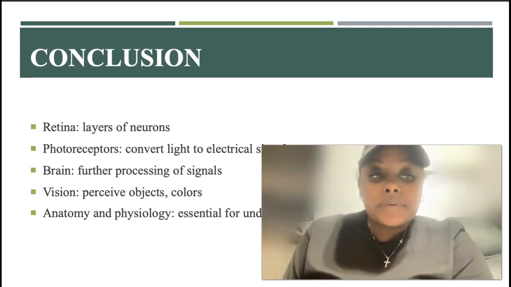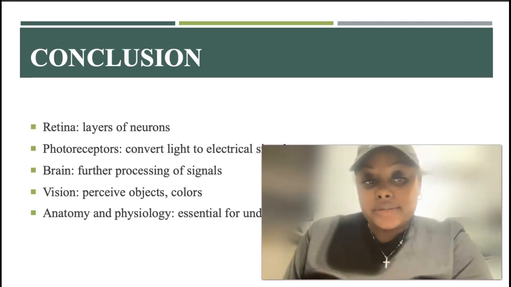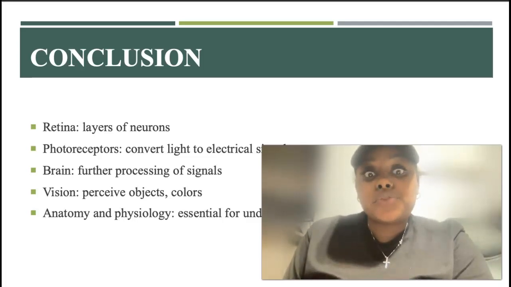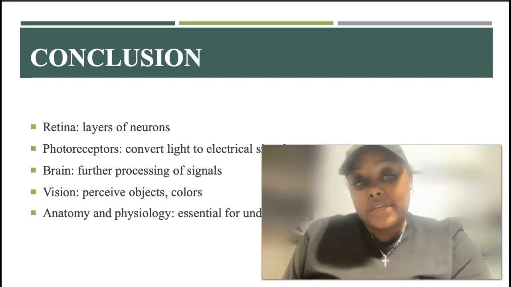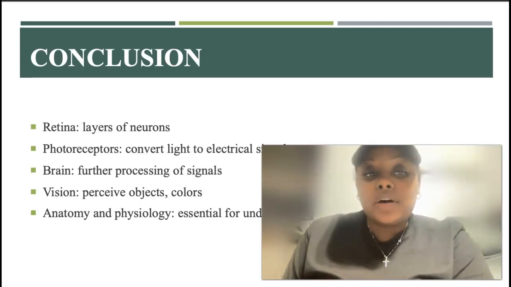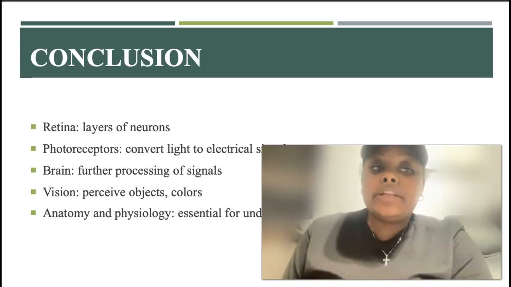These tiny photoreceptor cells are called the cones and the rods. Cones and rods are extremely important in vision. Together, the cones and rods provide you with the ability to tell the difference between light and dark and colors.